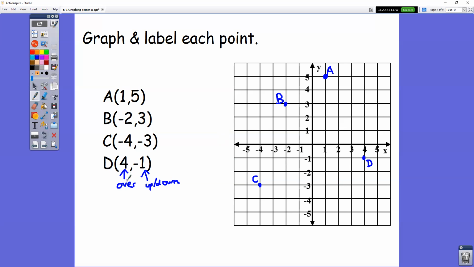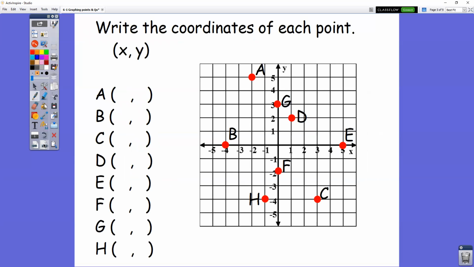Your first number is how many you go over. Your second number is how many you go up or down. The next type of question is where we're going to work backwards. You're going to be given the point and you have to write down what the coordinates are. So again, remember your X value is how many you go over. Your Y value is how many you go up or down.